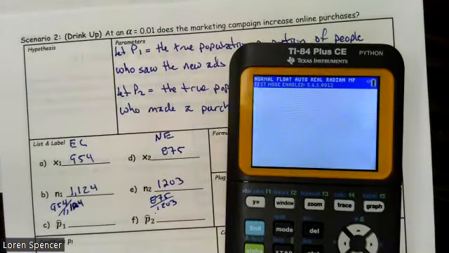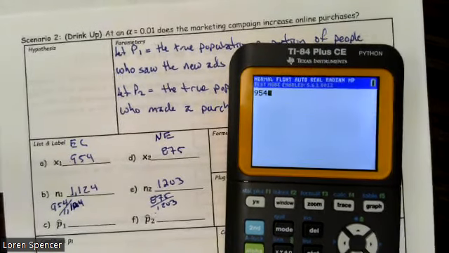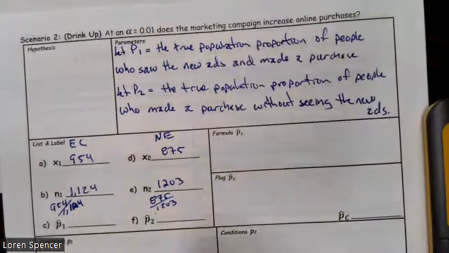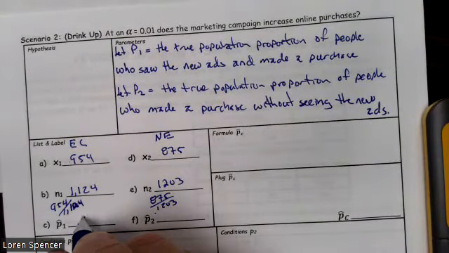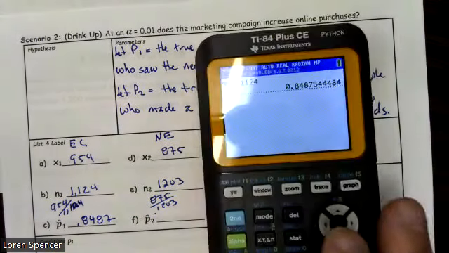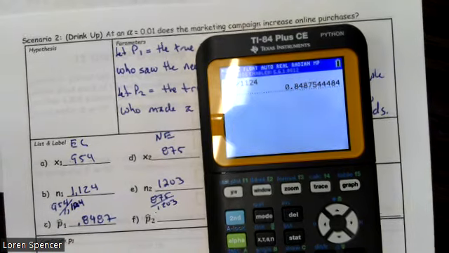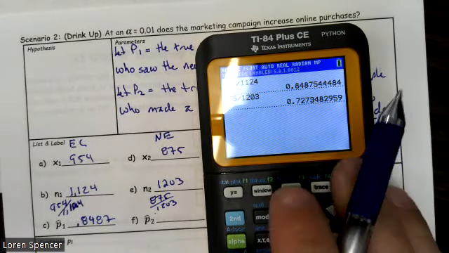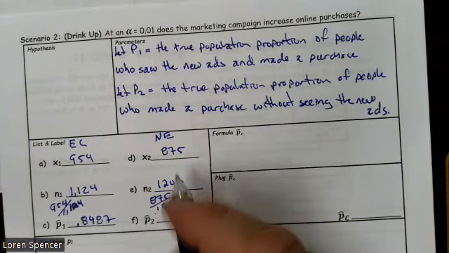That looks horrible. So 954 divided by 1124 is 0.8487, so about 85%. And 875 divided by 1,203 is about 73%, or 0.7273.